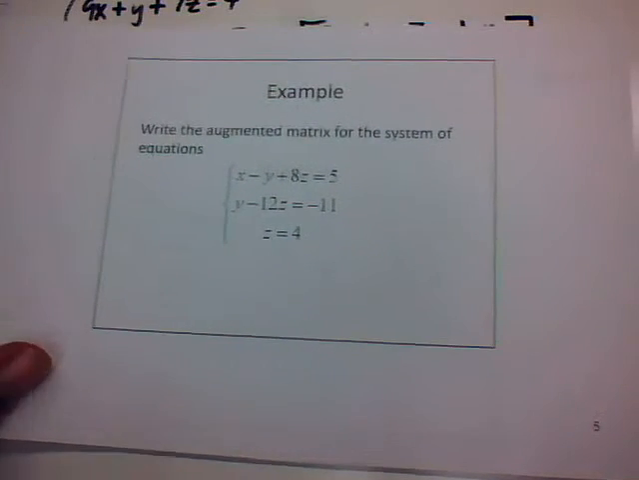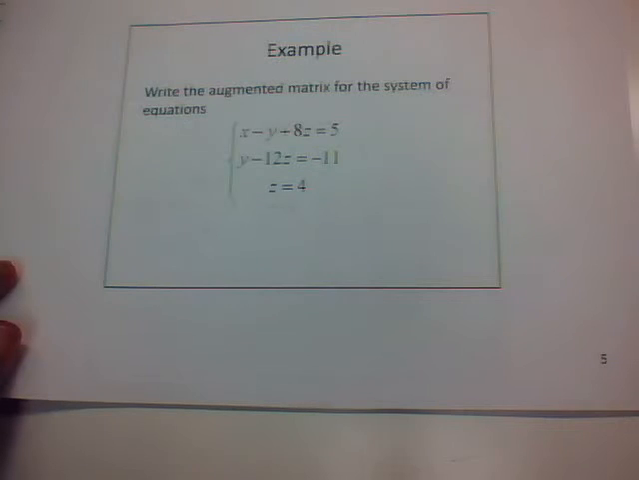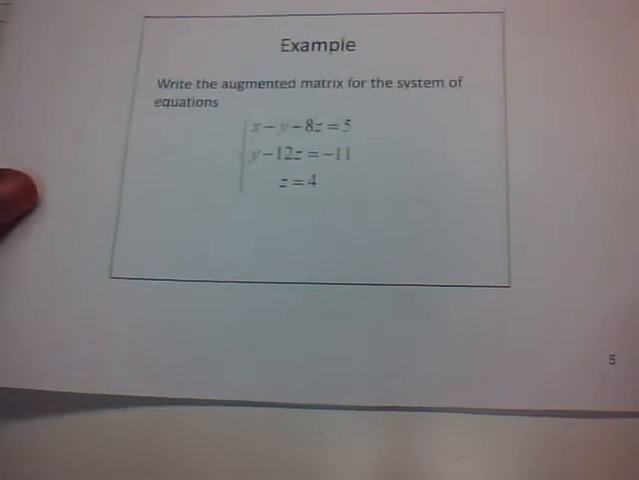Now another example would be this. Let's say we want to write an augmented matrix for this system. Here we get x minus y plus 8z is equal to 5, y minus 12z is equal to negative 11, then z is equal to 4. Okay, so we want to write this as an augmented matrix.